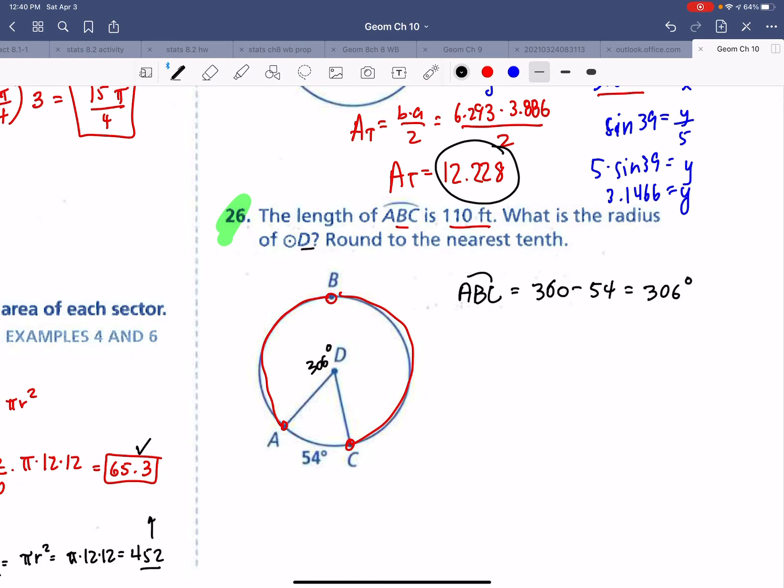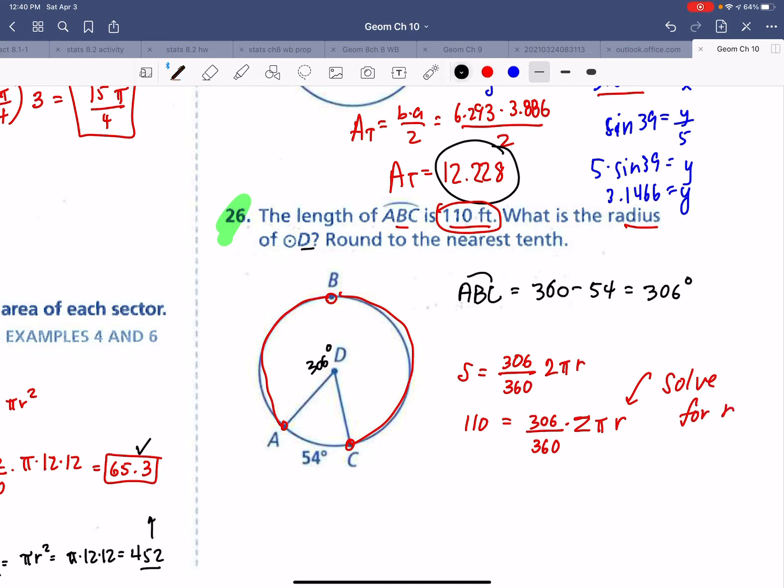Okay, so the arc length is equal to 306 divided by 360 times the circumference, 2 pi r, right? But they've told us that arc length is 110. So they're kind of giving us this backwards. So I'm just going to recopy the problem down. Notice I need to solve for r, excuse me.